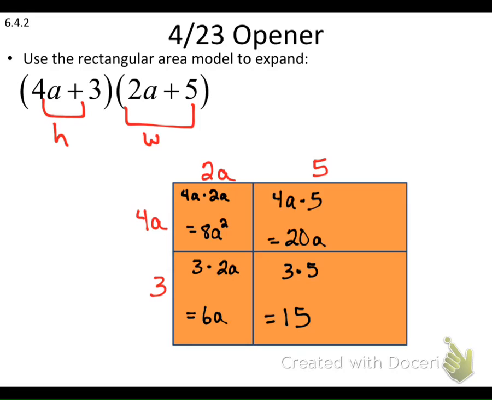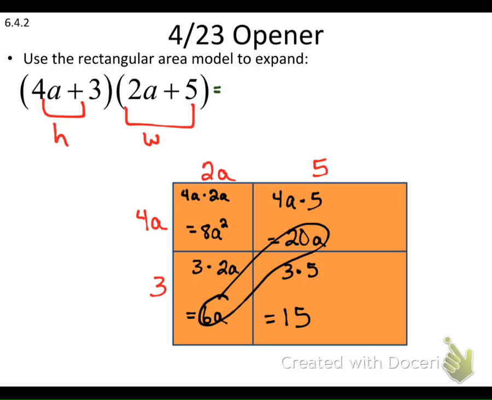Okay, now that I found the area of each individual rectangle, I'm ready to find the area of the entire figure. So I have to do that by combining like terms. Do I have any like terms in here? 28a and 6a. Okay. So when I go to put my final answer, I'm going to put my equal sign.